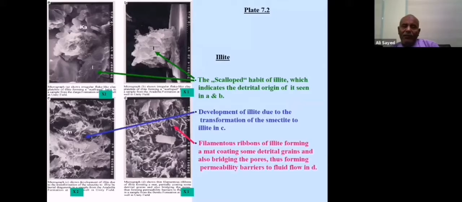Also, we have illite in the lower strata. Due to increase of pressure and temperature, smectite is transformed to illite. That is illite crystallinity, illitization. And this illite will block the pore, reducing the porosity, reducing the permeability, and hindering the flow of the oil.